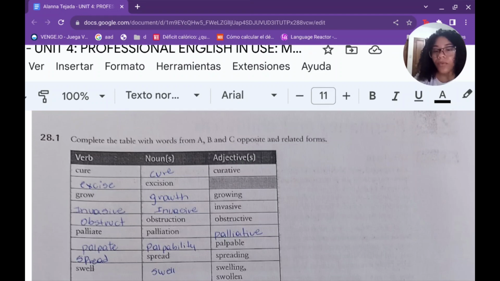28.1. Complete the table with words from A, B, and C opposite and related forms. Verbs, nouns, and adjectives. Cure, curative. Excise, excision. Growth, growing. Invasive, invasive. Obstruct, obstruction, obstructive. Palliate, palliation, palliative. Palpate, palpability, palpable. Spread, spreading. Swell, swelling, swollen.